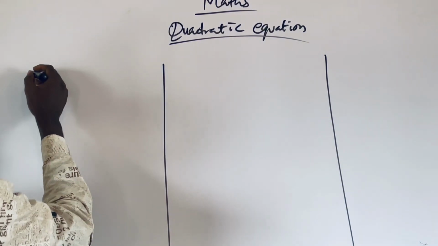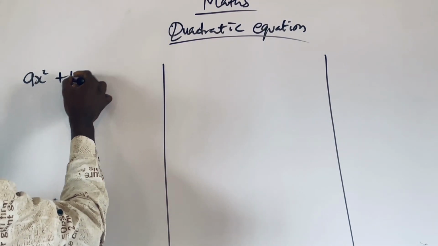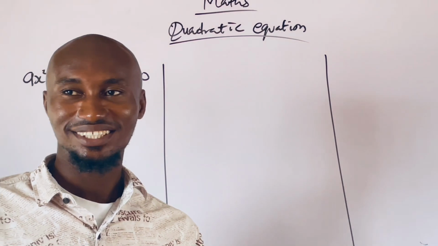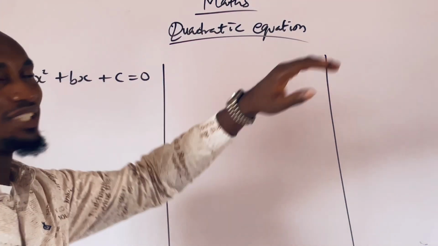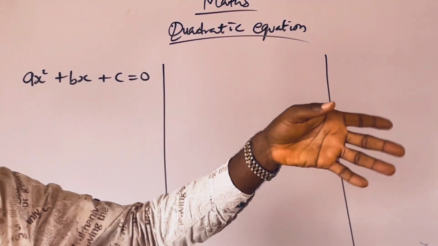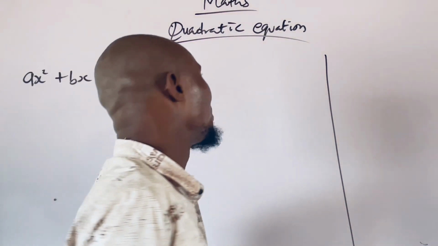Anytime you see something like this, ax squared plus bx plus c equal to 0, it is trying to tell you that you are in the midst of a quadratic equation. So I don't like speaking English in mathematics. I like speaking mathematical statements, mathematical English. You get?